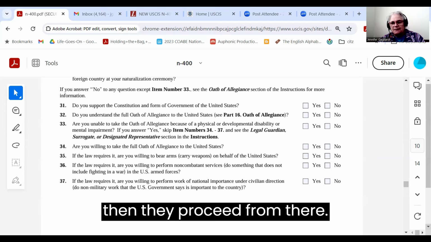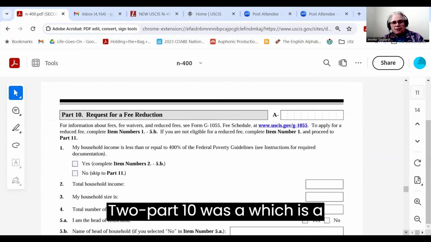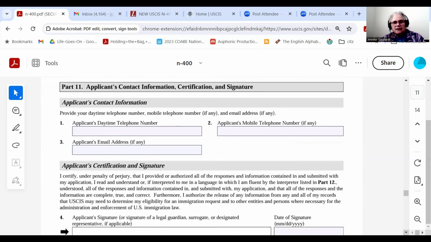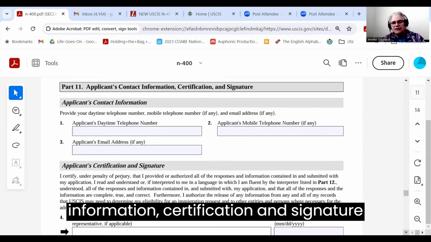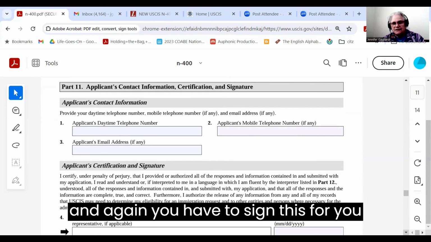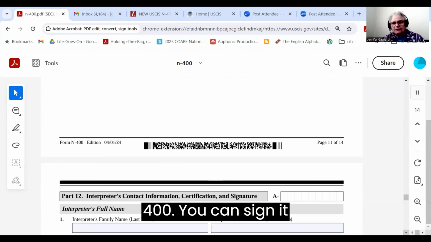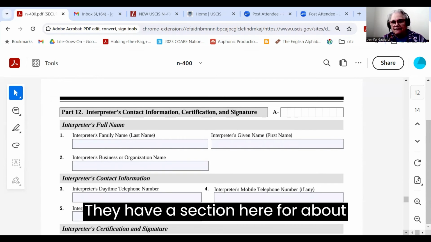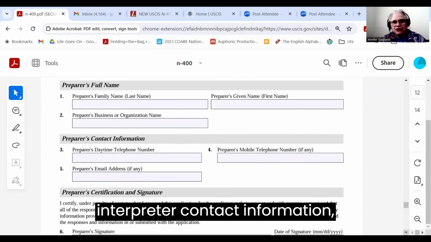So then they proceed from there to part 10, which is a request for fee reduction. Part 11, which is applicant's contact information, certification, and signature. And again, you have to sign this for you to submit a valid N-400. You can sign it electronically or by hand. They have a section here about interpreter contact information.